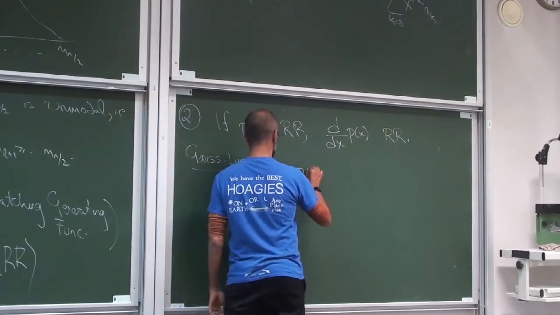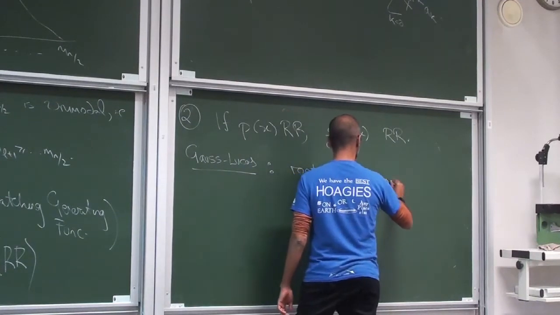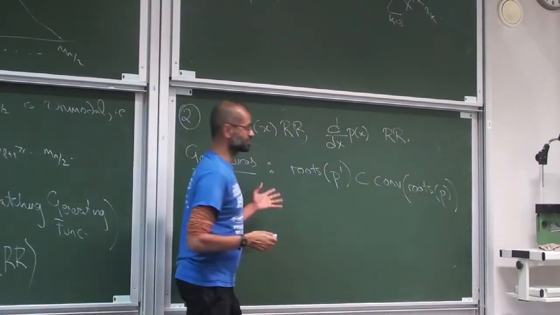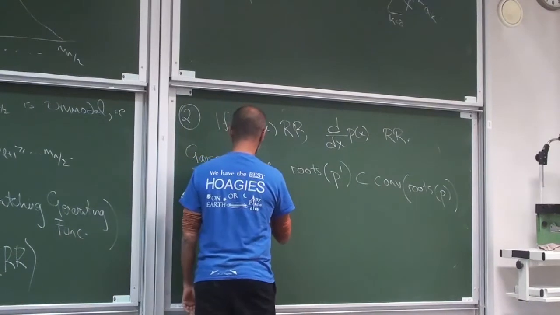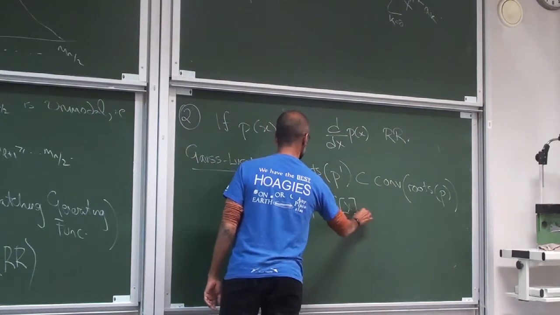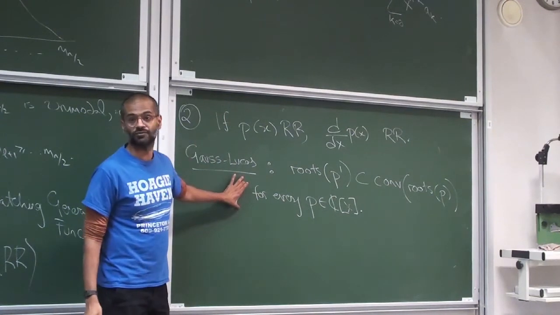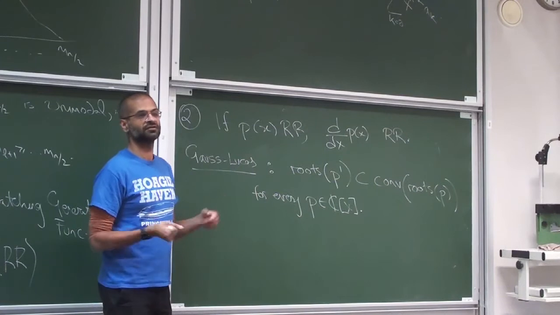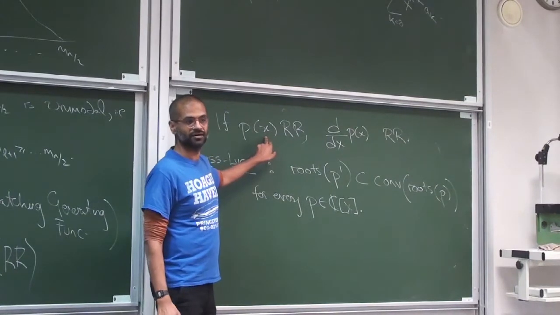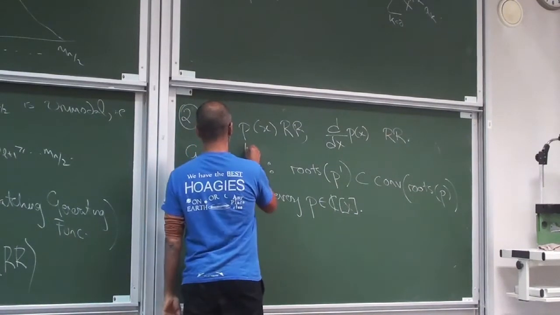It says that the roots of the derivative of p, let's call it p prime, are contained in the convex hull of the roots of p, for any complex univariate polynomial. Okay? This is a statement about real rooted polynomials, and this is a statement about all complex polynomials. It says if you differentiate the polynomial, the new zeros are in the convex hull of the old zeros. And this immediately implies this theorem, right? Because the roots are real, the convex hull is also real. So this implies this theorem.